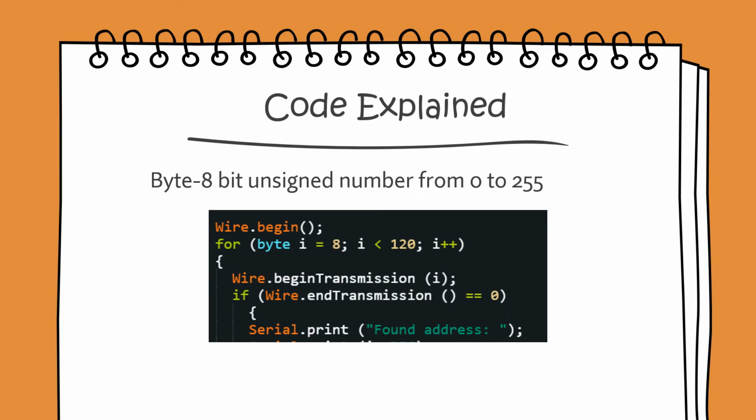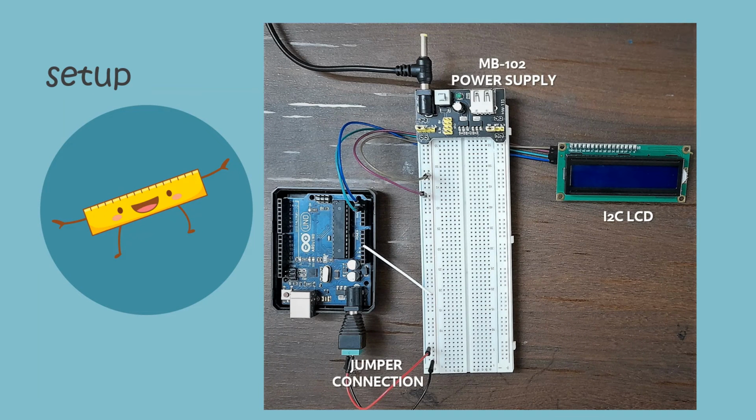So wire.endTransmission, as I just explained, returns a 0 if it's successful. So if you get a success here, then this if condition will be true. And if this if condition is true, then we are going to Serial.print the address that we have found. So here's our setup.